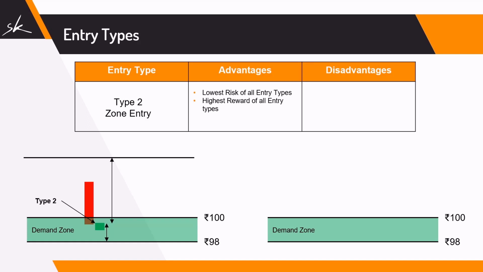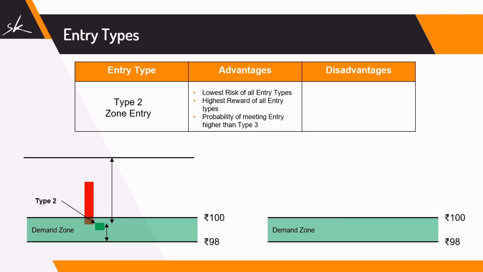In case of type 3 entry, we place our order at the proximal line after the formation of a bullish or very bullish candle. Since price can gap beyond our entry price, type 2 has a higher probability of meeting the entry compared to type 3.